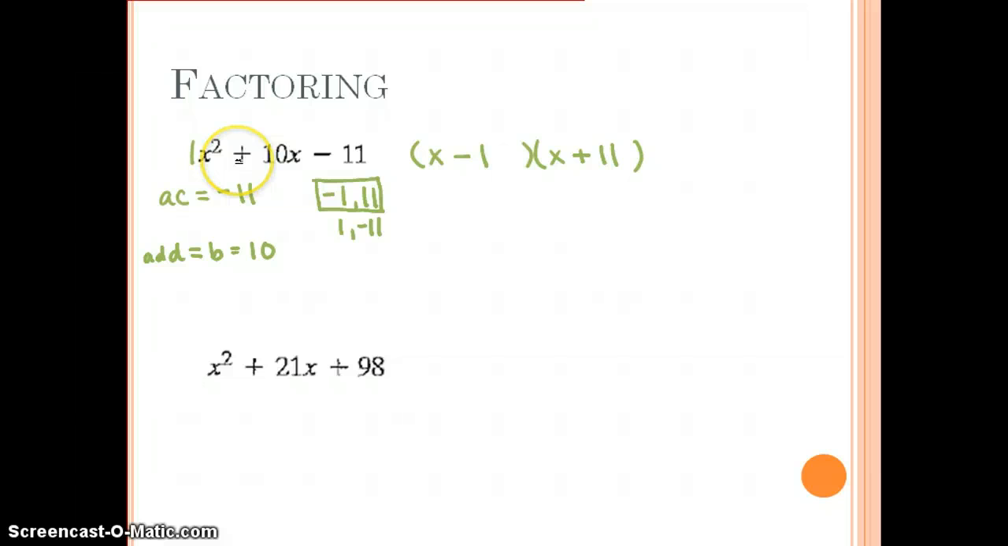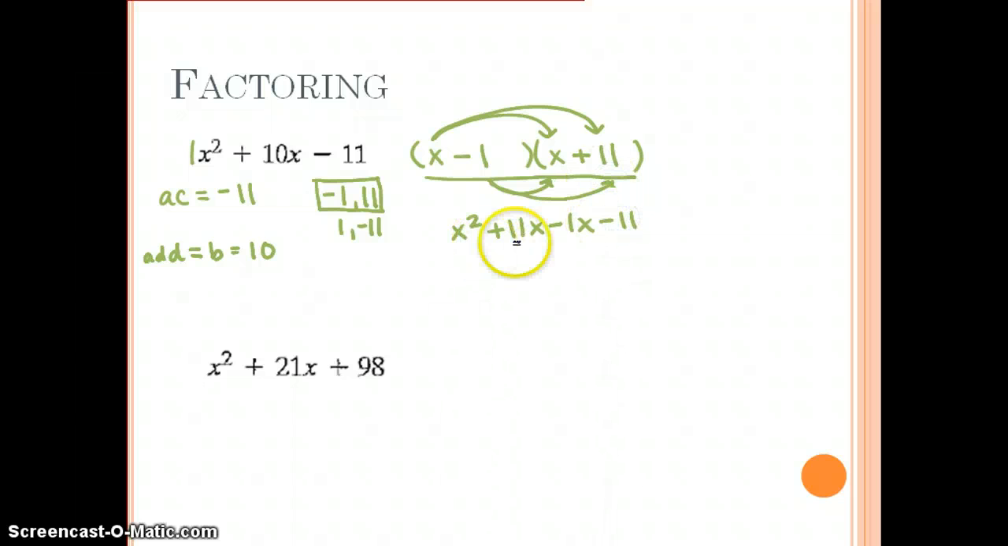Now, we have factored this. This would be my final answer, but your way of checking would be to distribute. So how do we distribute? We would do x times x, that's x squared. We would do x times 11, so plus 11x. We would do a negative 1 times an x, so minus 1x. And we would do a negative 1 times an 11. If we combine our like terms, we have x squared plus 10x minus 11. So we know that we did our answer correctly when we found our factors were x minus 1 and x plus 11. So that would be my factored answer.